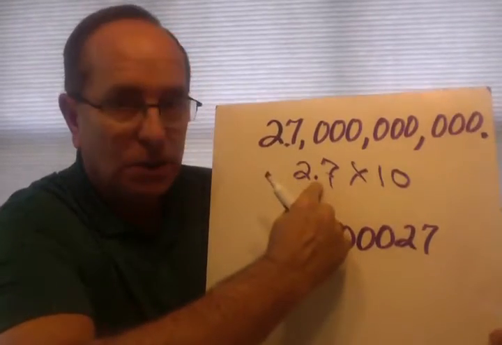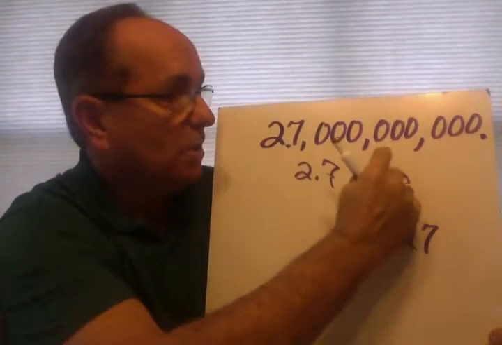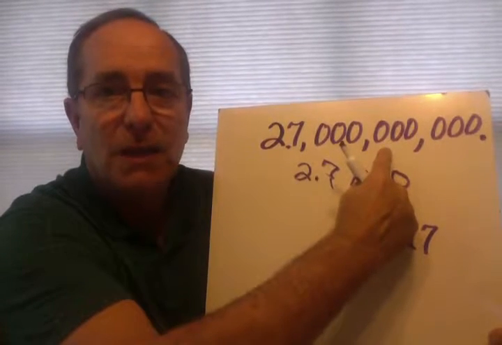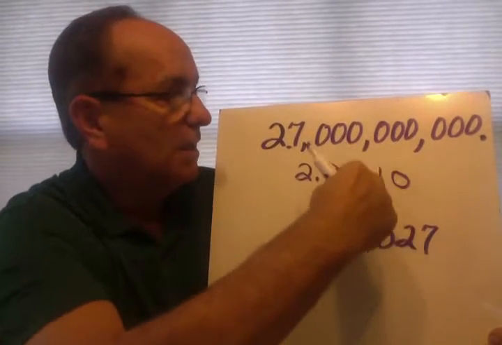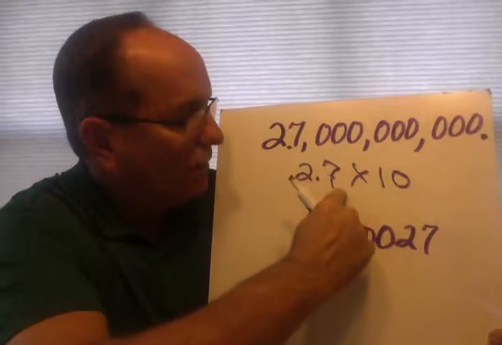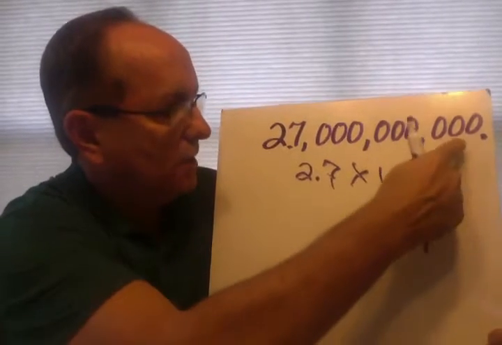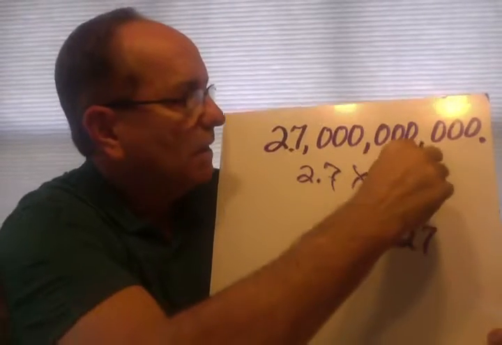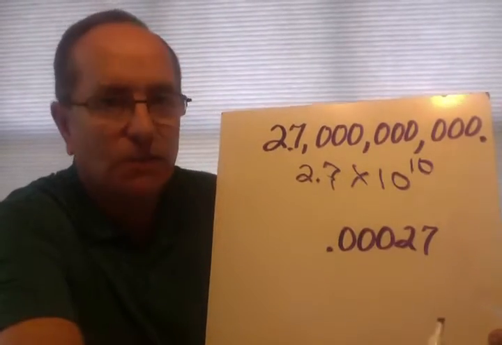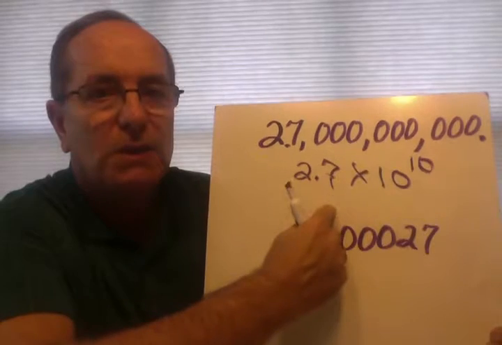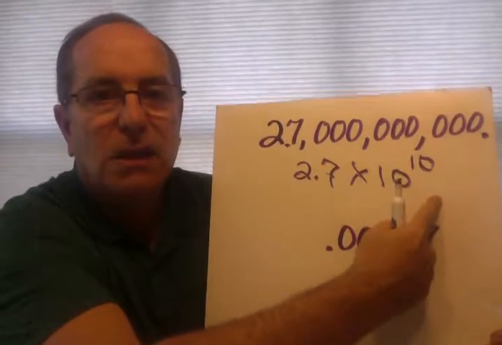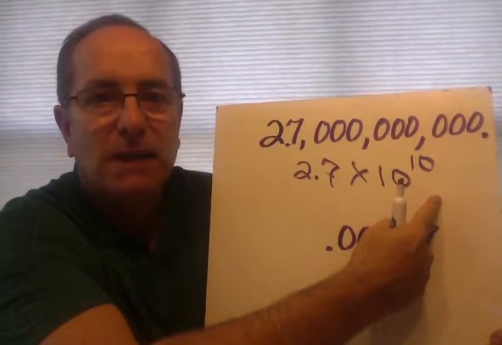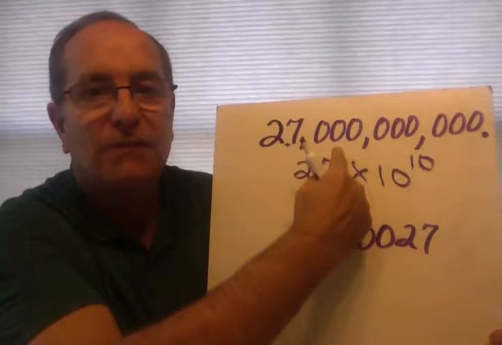from this position to get to this position, because this is my final answer, you might say, as a standard number. This is what I start with. So if I move this decimal 10 places, 1, 2, 3, 4, 5, 6, 7, 8, 9, 10, my answer in scientific notation will be 2.7 times 10 to the 10th, and that's scientific notation of 27 billion.